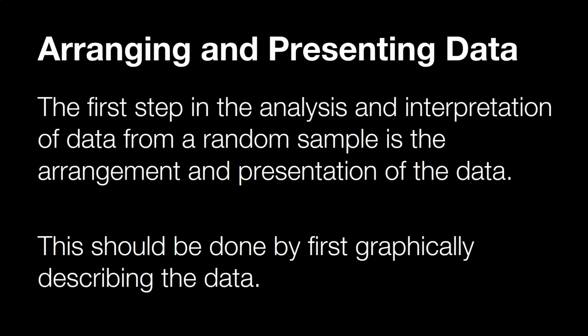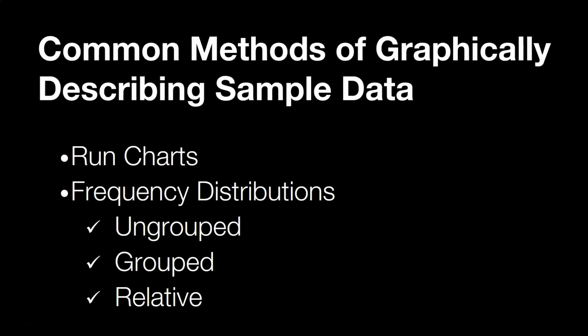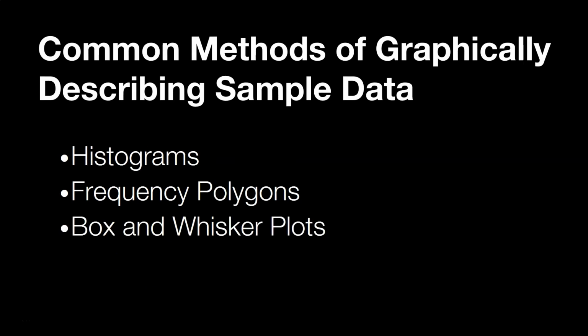The first step in the analysis and interpretation of data from a random sample is the arrangement and presentation of the data. This should be done by first graphically describing the data. Some common methods of graphically describing sample data include run charts, frequency distributions, including ungrouped, grouped, and relative, histograms, frequency polygons, and box and whisker plots.